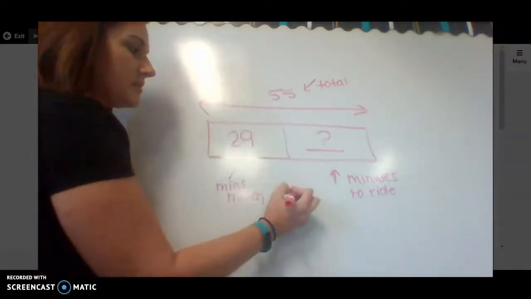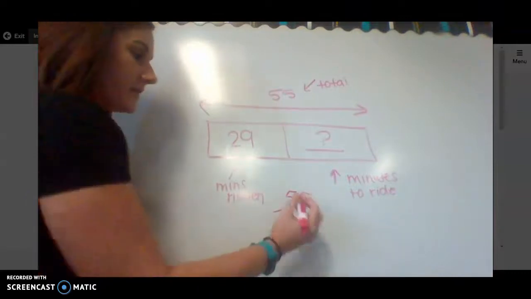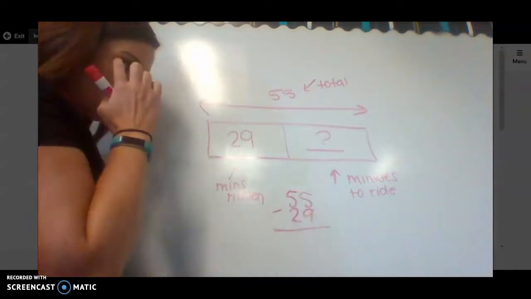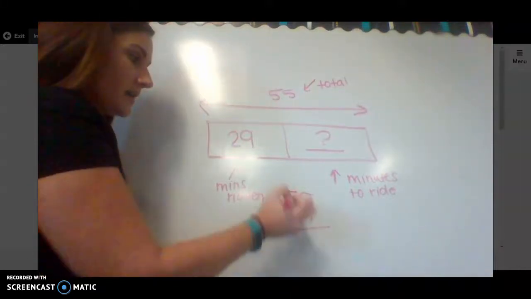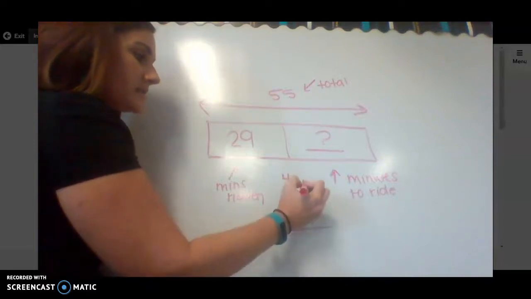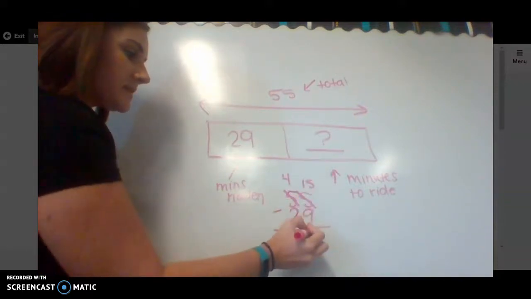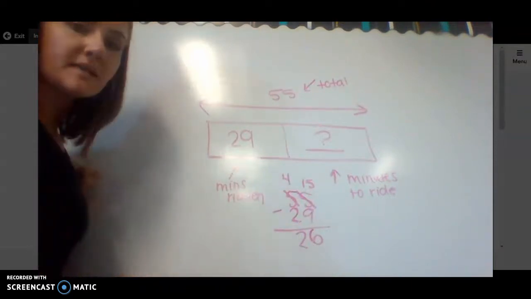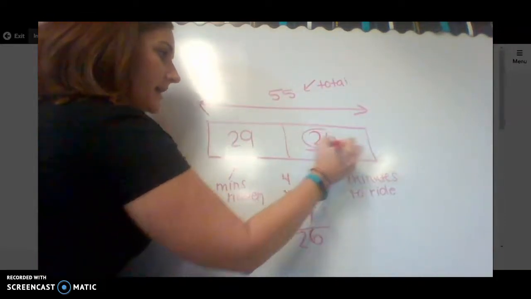So I have to have my total. My total here is 55 minus, what is the time that we have? 29 minutes to see how much time to get back. So we remember that we can't take a bigger number from a smaller number, so I have to borrow. So our 5 turns into a 4, and then our 5 here now turns into a 15. Now we can subtract. So I have 15 minus 9 gives me 6, and 4 minus 2 gives me 2, telling us how many minutes he has left to ride. He has 26 minutes left to ride.